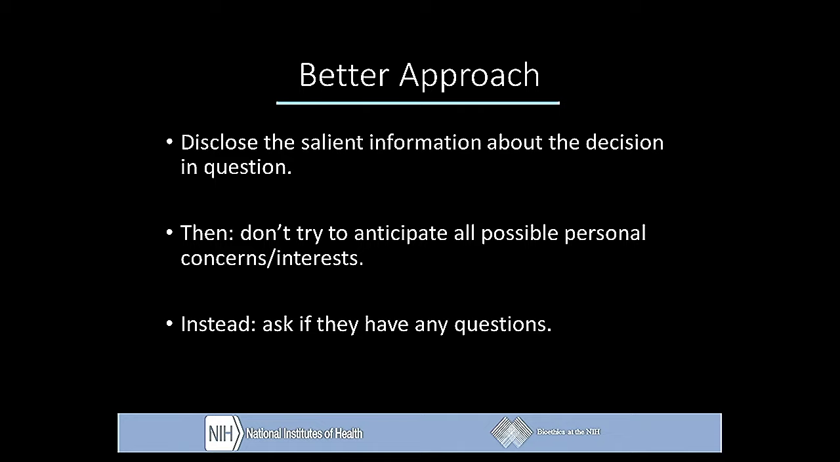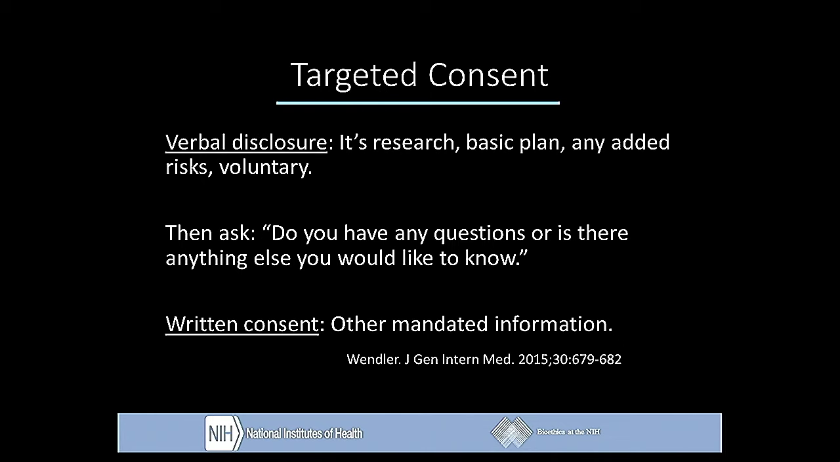And I actually think, and this is the point I was going to argue for, there's a way to do this within the regulations of giving the information that a reasonable person would want. You give the salient information. You don't try to figure out whether they care about architecture or flowers or intersections or sidewalks. You give them this salient information, and then you just ask them, do you have any questions? Is there anything else you'd like to know about this? So this is what I was calling targeted consent.